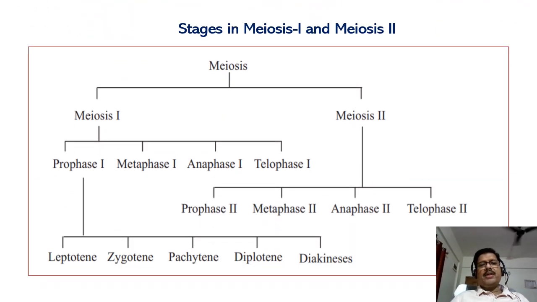This is the schematic representation of meiosis, showing the different stages coming under meiosis I as well as meiosis II. Meiosis I has prophase I, metaphase I, anaphase I, and telophase I. Prophase I consists of substages like leptotene, zygotene, pachytene, diplotene, and diakinesis. Whereas in meiosis II, it is only prophase II, metaphase II, anaphase II, and telophase II.